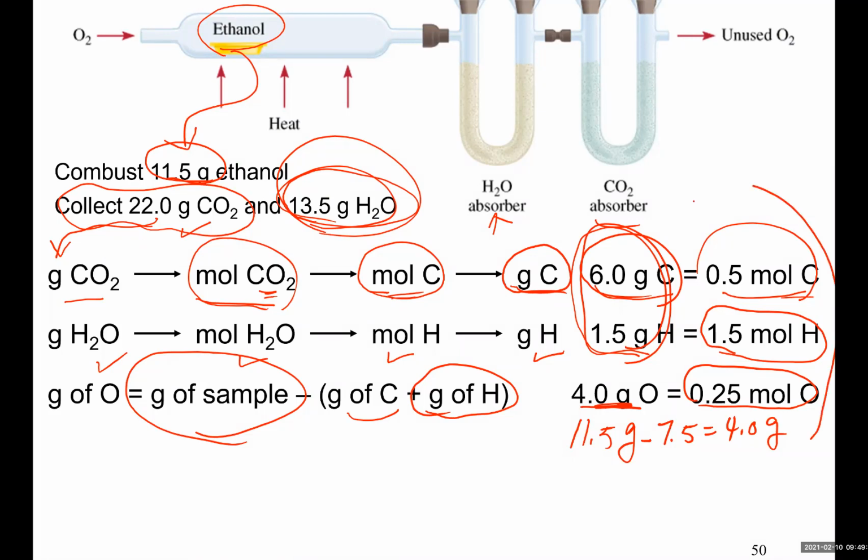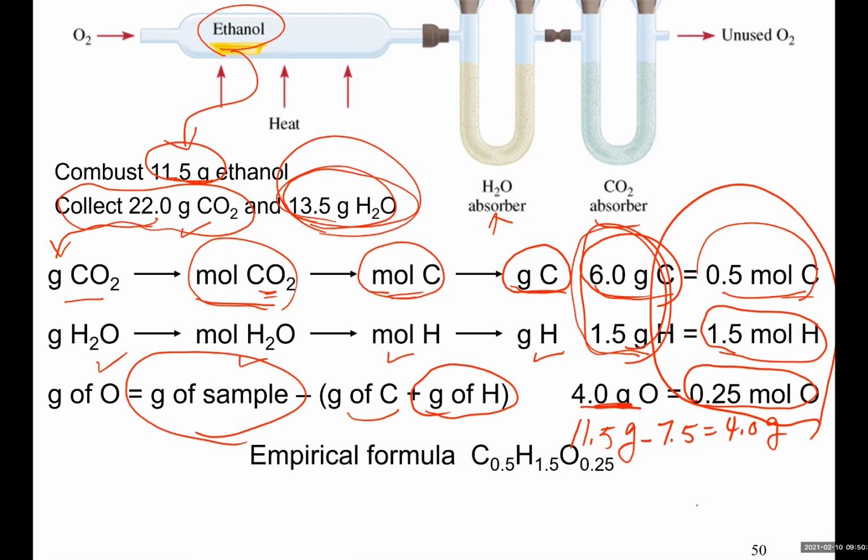So the end result is this. We know the number of moles of these elements in the compound. So can I say I have carbon, hydrogen, oxygen, every 0.5 moles of carbon is coming with 1.5 moles of hydrogen and 0.25 moles of oxygen. So this is our empirical formula, except have you ever seen a formula which comes with a fractional number, a decimal point?